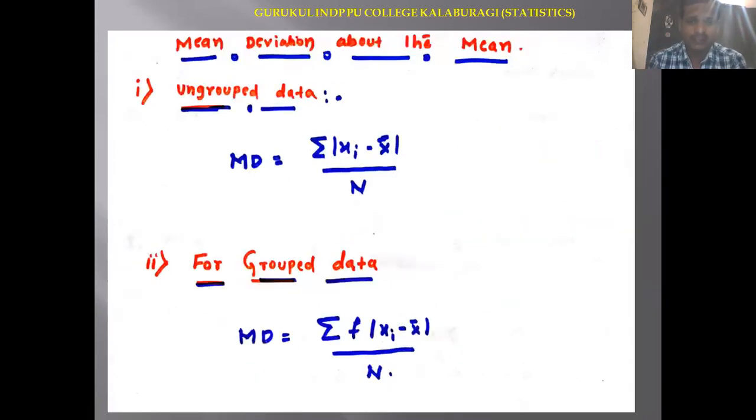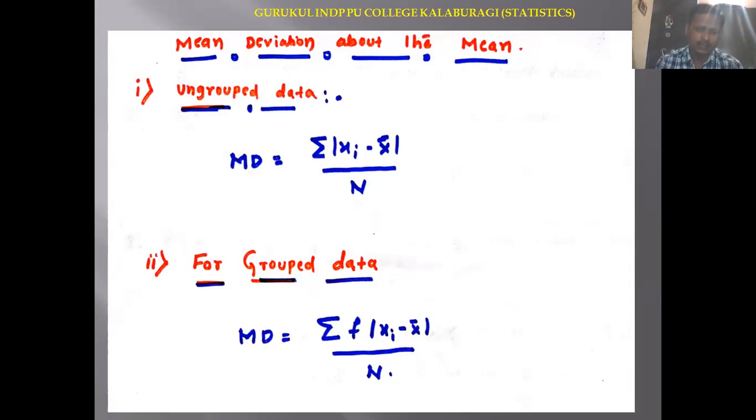So mean deviation about the mean. The next fundamental is mean deviation. For ungrouped data, mean deviation equals summation of modulus of xi minus x bar divided by n. In the previous case, we used squares for standard deviation and variance, that is, summation of (xi minus x bar) whole square divided by n. For the mean deviation, it is the summation of modulus of xi minus x bar. From the given data, we subtract the mean, and divide by n after adding all the data. That is summation of modulus of xi minus x bar divided by n.